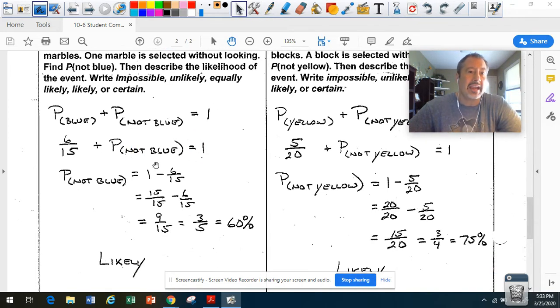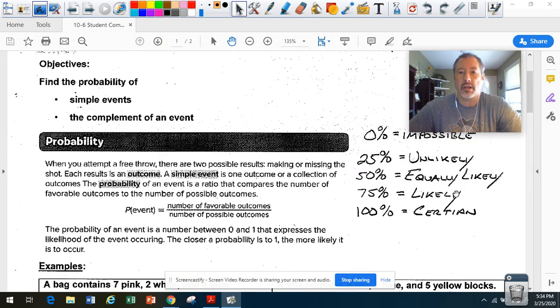So basically what we're saying, it's not going to be blue. So it's going to be 1 minus our blue is what we have here. That is going to be the same as our not blue. So we know our 1 is the same as 15 over 15 minus our probability of getting a blue, which we said before was 6 over 15. So if you subtract this, 15 over 15 minus 6 over 15 equals 9 over 15, which equals 3/5, which is 60%. So if we look all the way up here, 60%, hey, we're getting into the likely stage in here.